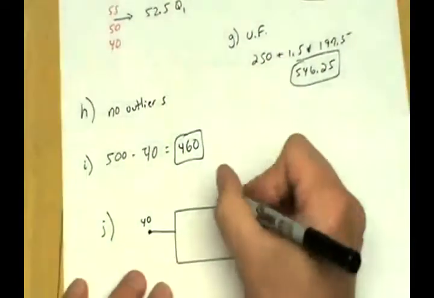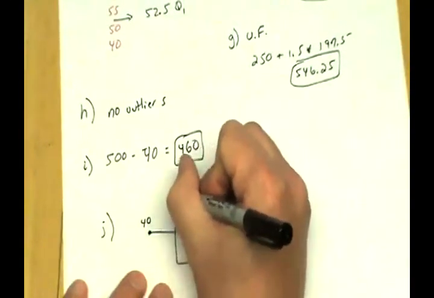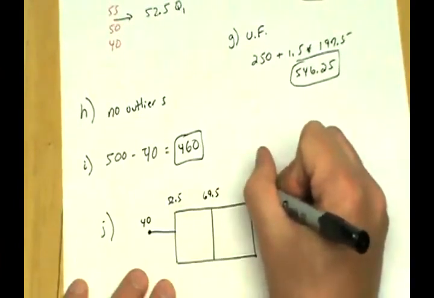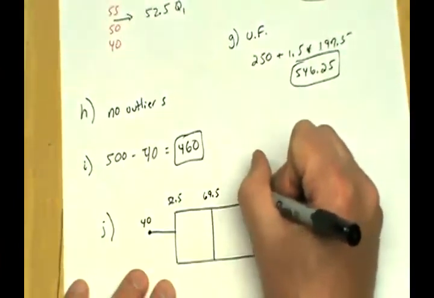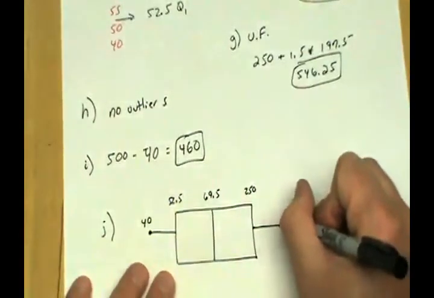There's the box plot. Q1 is 52.5, Q2 is 69.5, and Q3 is 250. And then the highest piece of data is 500.